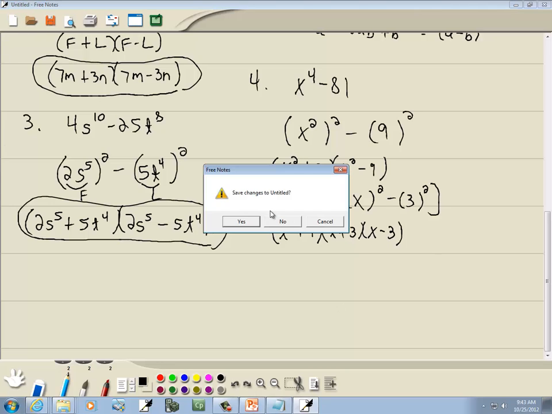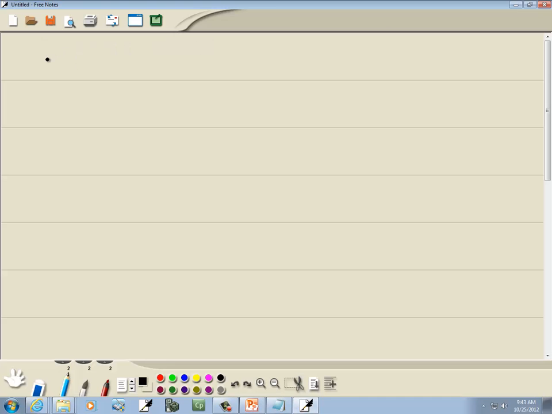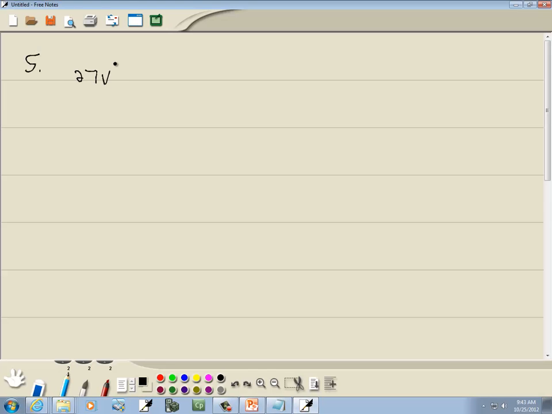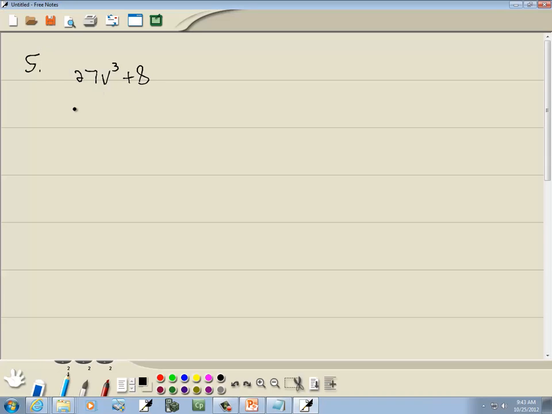Let me start a new page. And let's look at problem number 5. Got 27v to the 3rd plus 8. First method, GCF. There isn't anything. Grouping is 4 or more terms. That doesn't fit. PSD and key number are both 3 terms, so that doesn't fit. Difference of 2 squares is 2 terms with a minus between it. Well, there's a plus between this. Sixth method, difference of 2 cubes. That's again 2 terms with a minus between it.